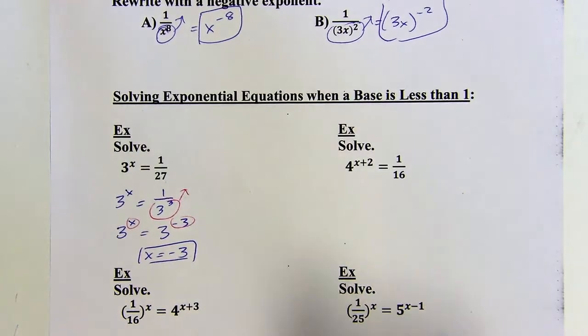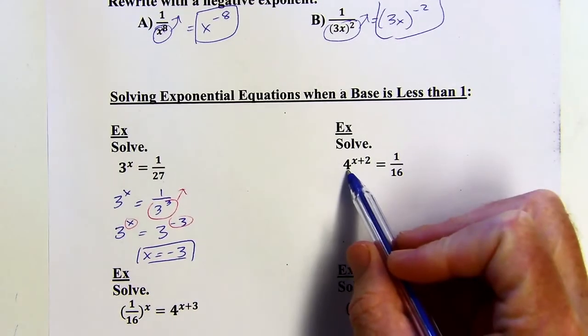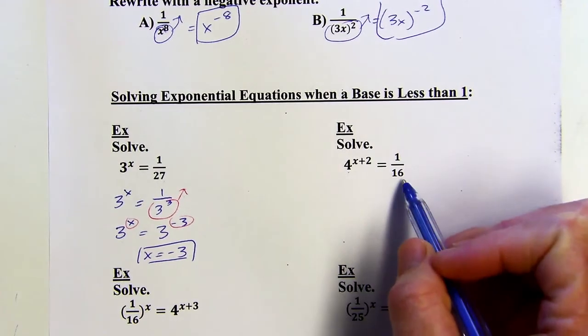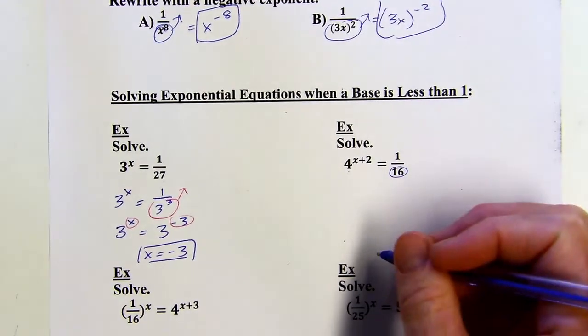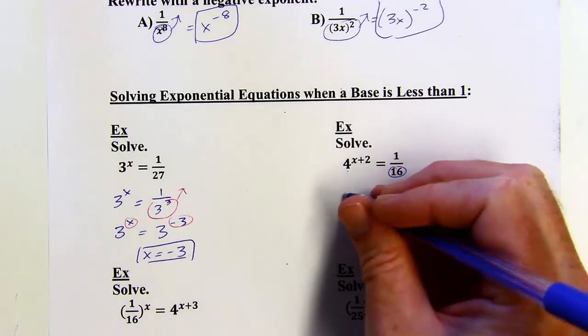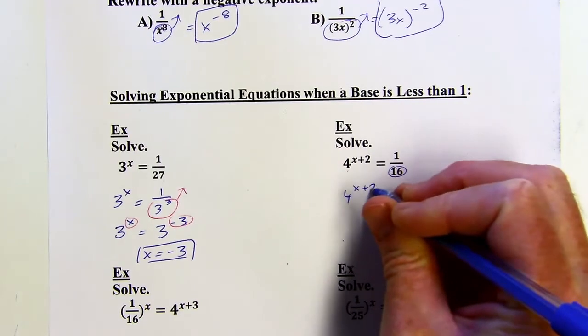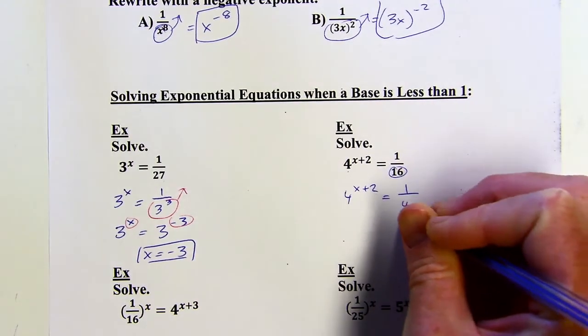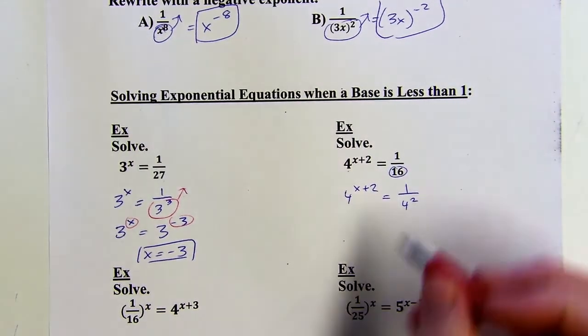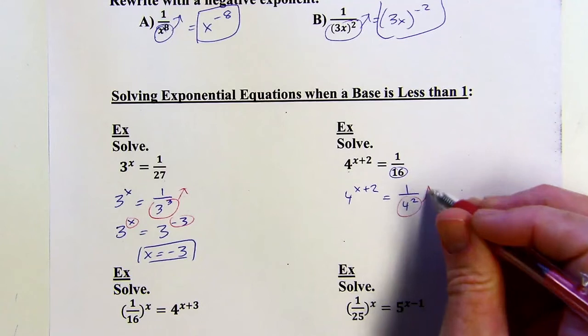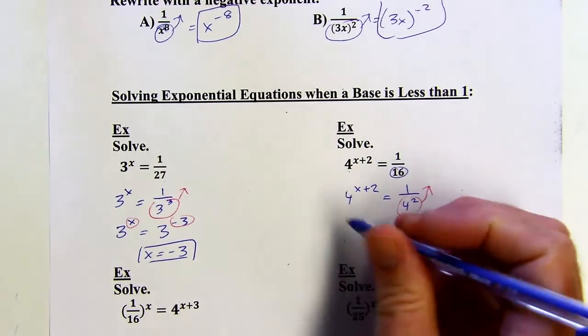Okay. On this one, I'm thinking, okay, I've got a 4 over there. Can I take 4 to some power to equal 16? Well, 4 to the second is 16. So I can say 4 to the x plus 2 equals 1 over 4 squared. And now I can pull this up, and it'll be 4 to the -2nd.